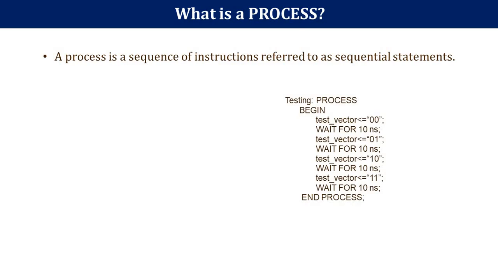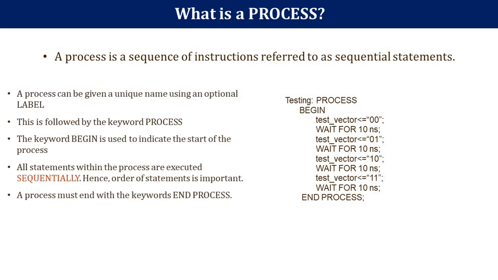Let's see what is the importance of process. In the previous example, we have written the process. Inside the process, after the begin statement, we have to write all the test vectors along with their values. And after writing every test vector, we have to mention the delay, means provide some time. A process can be given a unique name using an optional label.